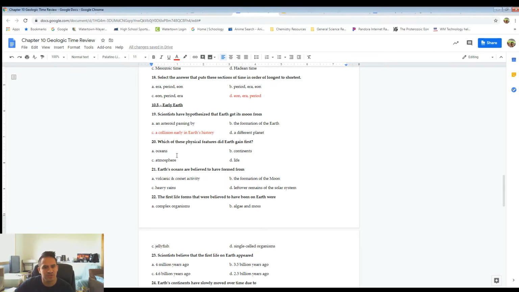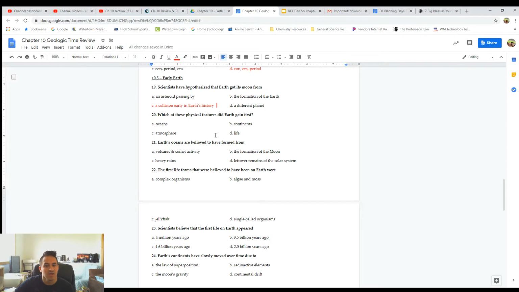Number 20, which of these physical features did Earth gain first? It gained its atmosphere first, from volcanic burps and other gases given off from inside the Earth, as well as comets. We think they laid down some gases, and there was water vapor in a lot of that gas, which condensed down to form oceans. Once you have oceans, you then have continents, because continents are essentially just giant islands. If you don't have any water, you don't really have continents. And after that, life came.